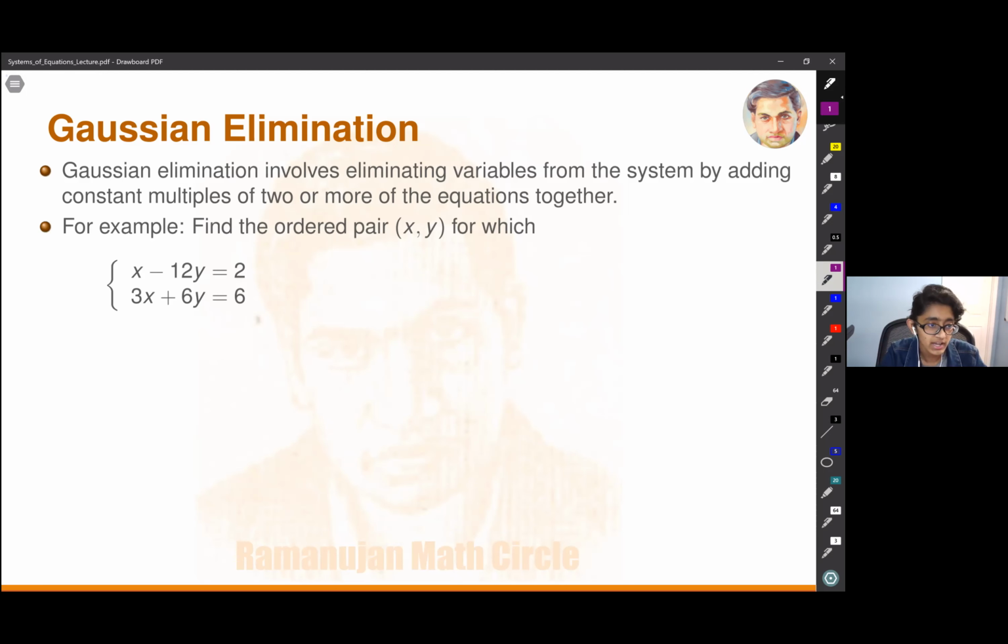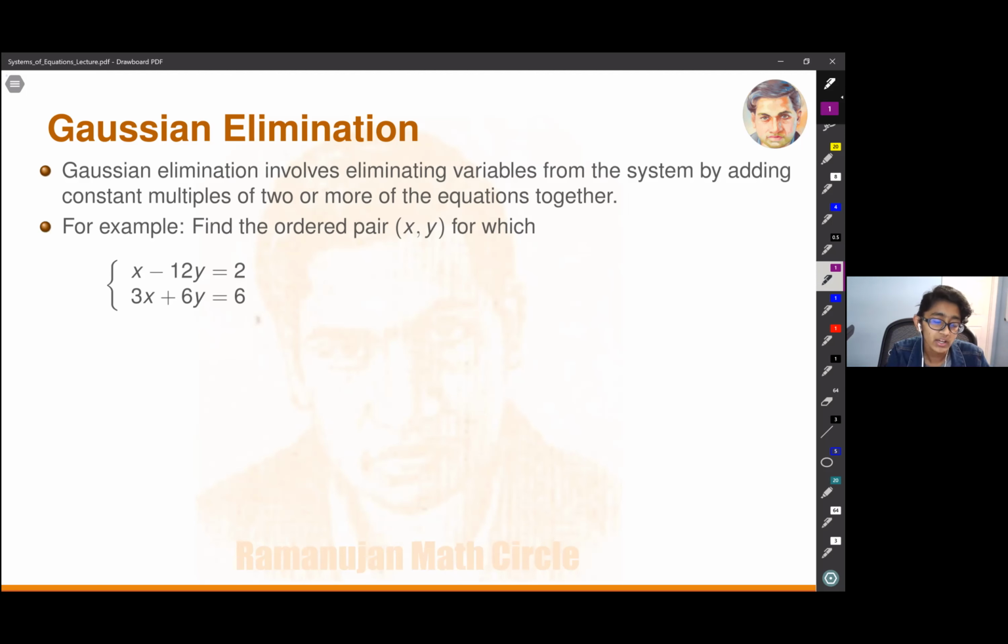So the question asks, find the ordered pair (x, y) for which x minus 12y is equal to 2, and 3x plus 6y is equal to 6. So now let me walk through the steps of how to apply Gaussian elimination, or elimination, to this set of equations. So first things first, we would like to eliminate a variable.